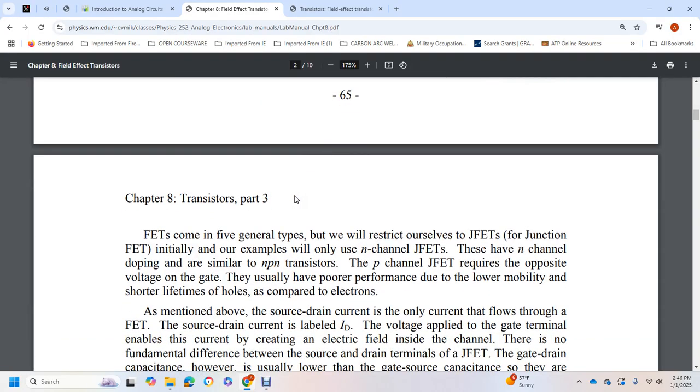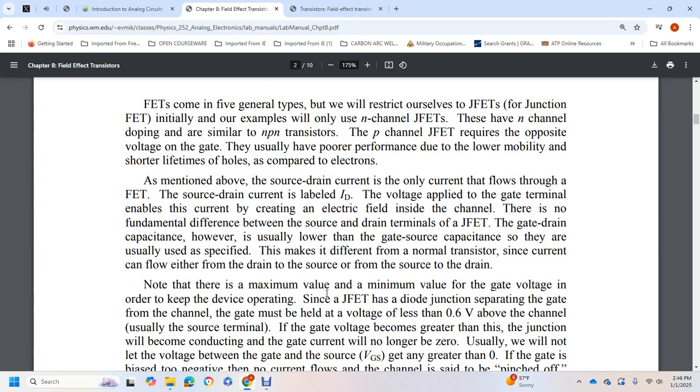We will restrict ourselves to the junction field effect transistors. In our example, we use only n-channel junction field effect transistors. They have an n-type channel with n-type doping, and similarly the p-channel transistor has a p-type channel. The junction field effect transistor requires an opposite voltage on the gate. P-channel devices usually have poorer performance due to the lower mobility and shorter lifetime of holes compared to electrons.